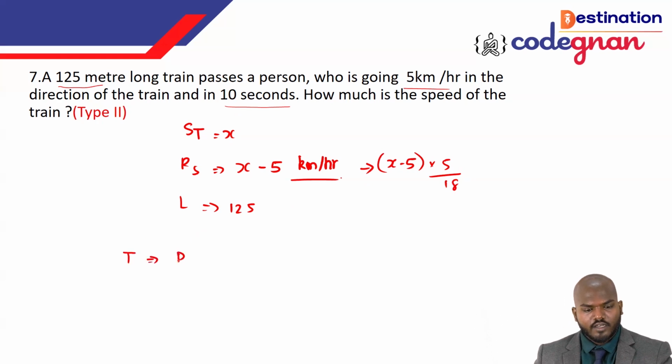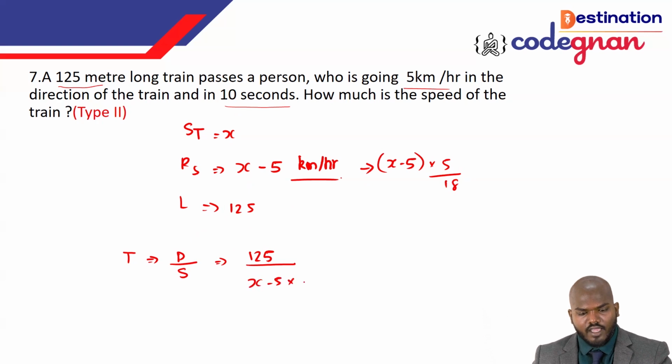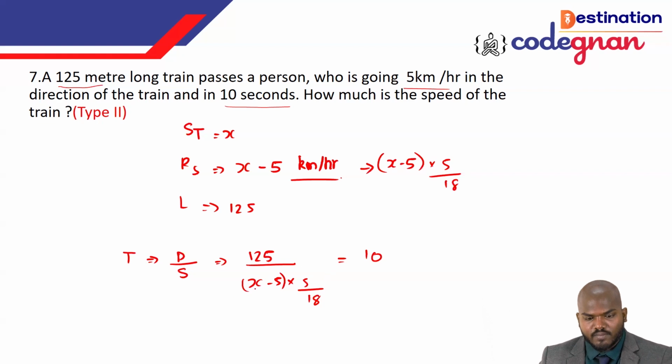Time is equal to distance over speed. The distance they have given is 125 meter. The speed is x minus 5 times 5 by 18. Here this is equivalent to 10 seconds. If you work this out, it will give you 5x minus 25, right?